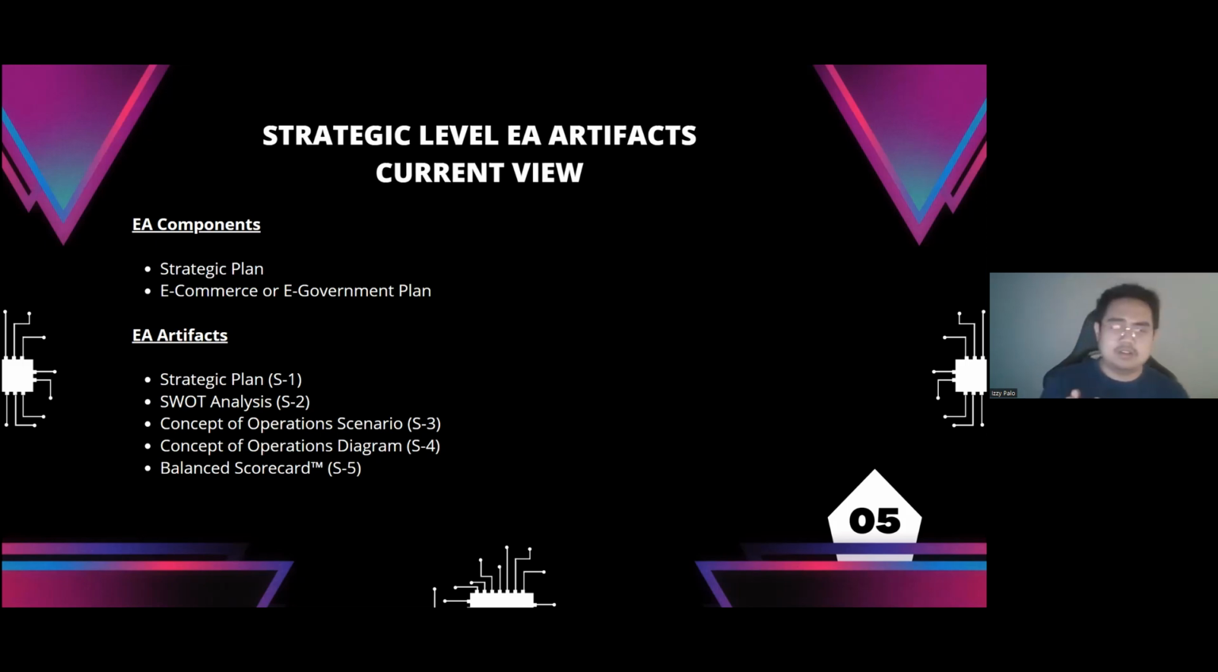In my opinion, it's very long, but yeah, it says so in the book. The current view of the strategic level artifacts should be updated only as changes to the strategic plan and e-commerce or e-government plan are formally established. This preserves the authoritative nature of the artifacts at this level. So now we are going to the artifacts.